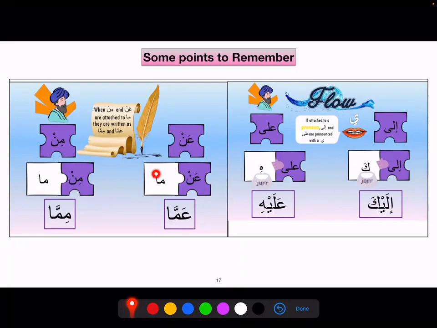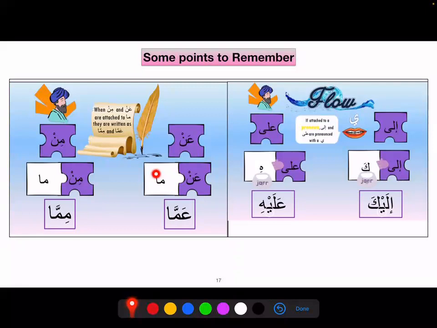So mimma razaqnahum. Allah subhanahu wa ta'ala says many times in the Quran Pak that whatever I have given you, spend out of it. So min ma, mimma, right? So notice that we are joining these two words with the shadda.